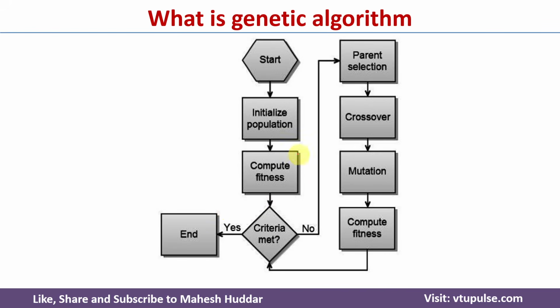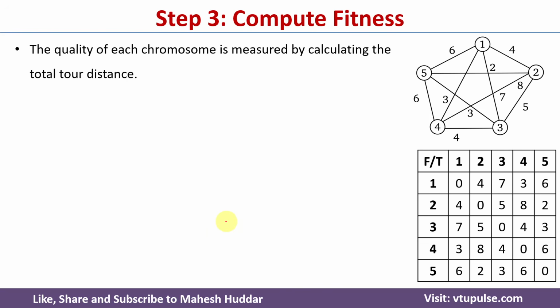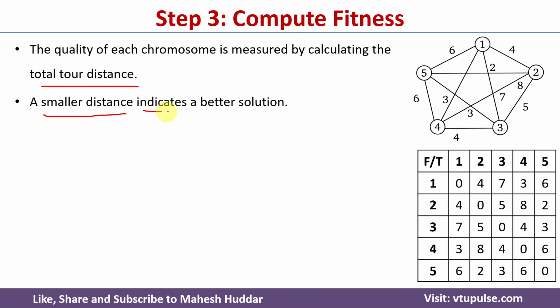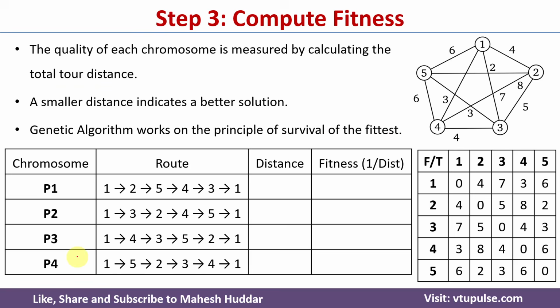The next step is fitness calculation. Fitness indicates how good a chromosome is. For the traveling salesman problem, first we need to calculate the total tour distance. A smaller distance indicates a better solution, and the genetic algorithm works on the principle of survival of the fittest. So let us calculate the distance for each chromosome. First I will consider the first chromosome P1.